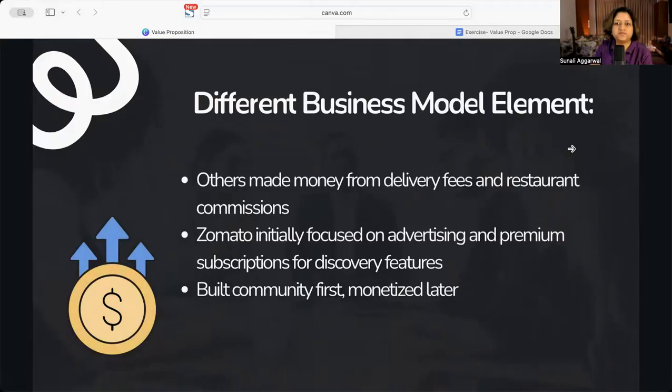So the idea was that they built a community of people who were interested in knowing new places. They were always interested in reviewing them. So they built a very strong community first, and they were successful in monetizing that community, which was a completely different model.